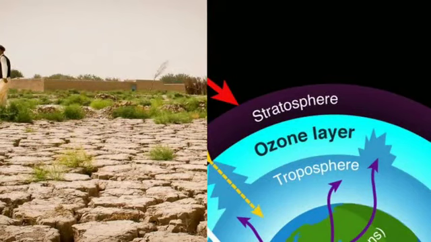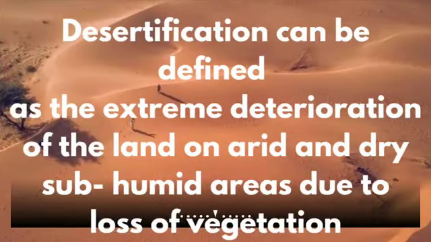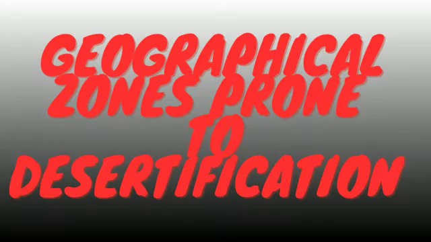What is desertification? Desertification can be defined as the extreme deterioration of the land in arid and dry subhumid areas due to loss of vegetation and soil moisture.